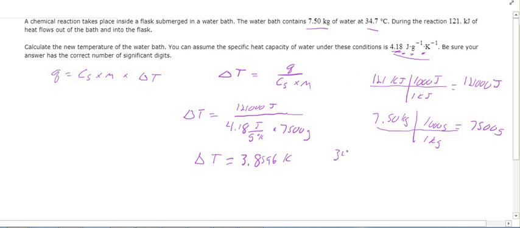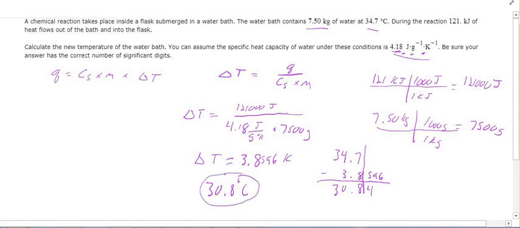So that water, we know it's cooling, so it's 34.7 minus 3.8596. I know where my sig figs are going to land me, and so when I do that, I get 30.84. Okay, so I'll keep my sig figs. So the new temperature of the bath, the answer to this problem, is going to be 30.8 degrees C. That should be the temperature of the water bath after this reaction is done.